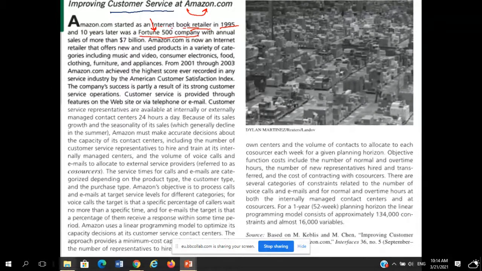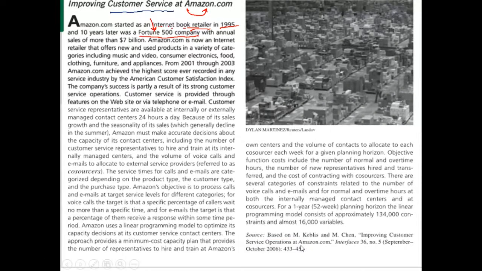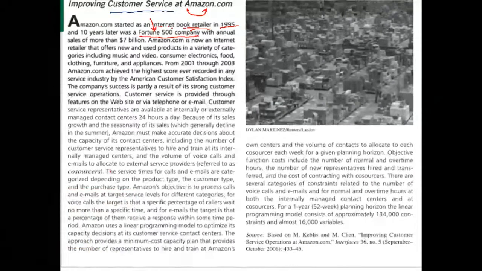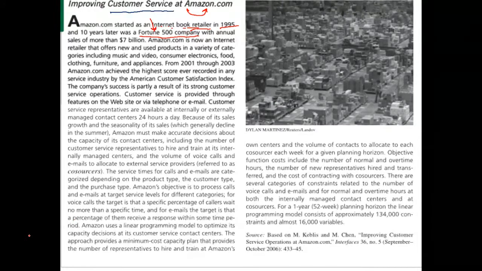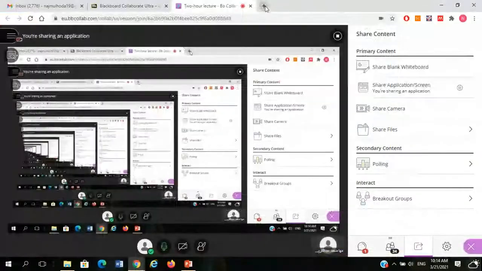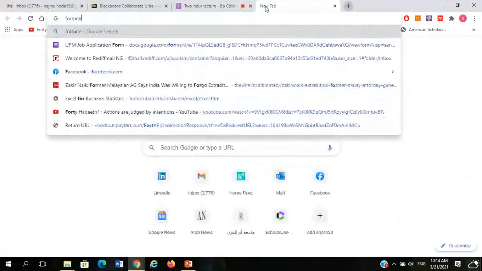Now tell me, do you know what Fortune is? Fortune is a magazine. It's a very famous magazine for business, like Forbes. So it's a very prominent magazine in the business sector. I'll show you the website of Fortune.